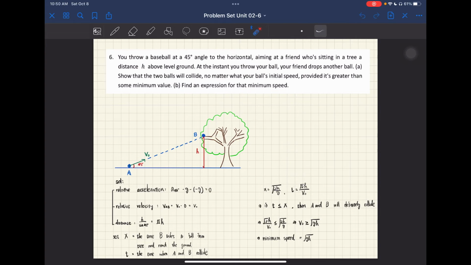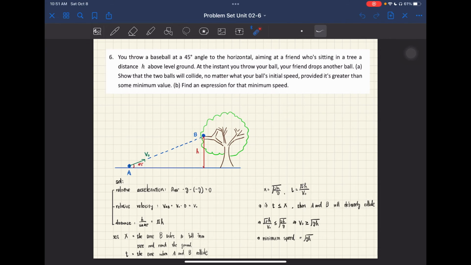And next, we find the distance between bow B and bow A. Since we know the distance here is h, and the angle here is 45 degrees, the distance between bow A and bow B is h over sine 45 degrees, which equals square root of 2 times h. And now we set x equal to the time B takes to fall from the tree and reach the ground, and we set t equal to the time when A and B collide.